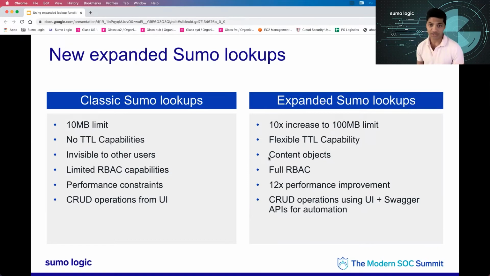Lastly, CRUD operations, right? CRUD stands for copy, read, update, and delete. Previously, you could perform these operations from the UI. With the expanded Sumo lookups, you are now able to use the Swagger API to fully automate any CRUD operations, right? This enables you to maintain dynamic lookups. Let's say you want to hold a custom threat intel list in these lookup files. You could just use the API to periodically update these lookup files.